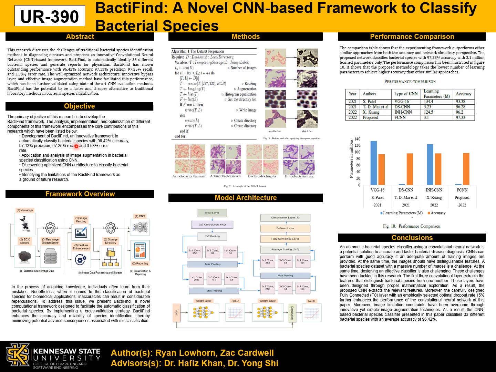And if we look down here, we can see the objectives, which we already discussed. We showed the 96.42% accuracy, and we actually will compare these accuracies over here in a second. Basically, the application analysis of image augmentation for bacterial species using convolutional neural networks, and discovering optimized CNN architecture to classify bacterial species, and identifying limitations of the BactiFind framework as a ground for future research.